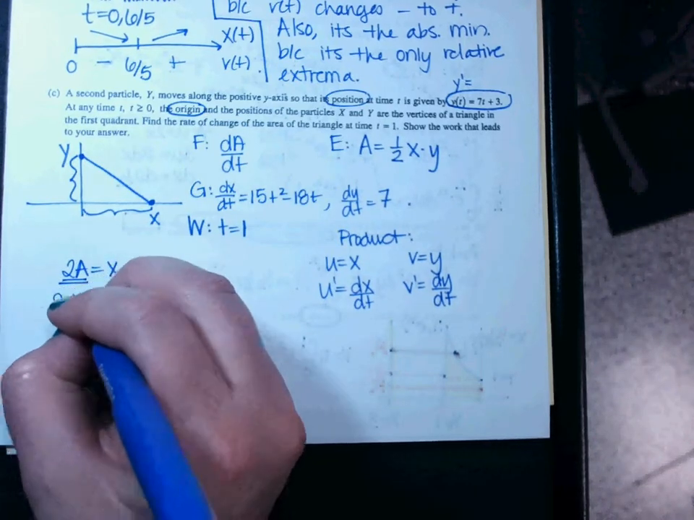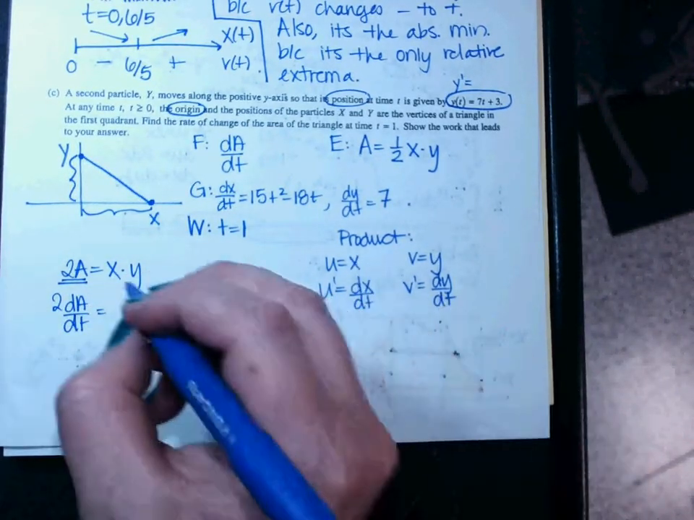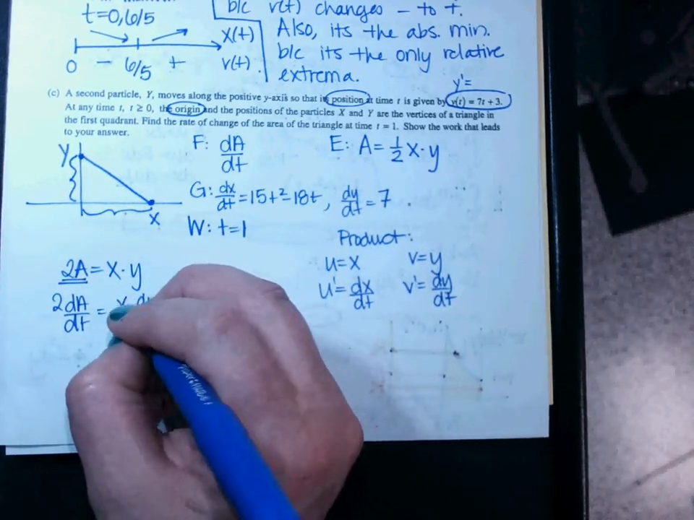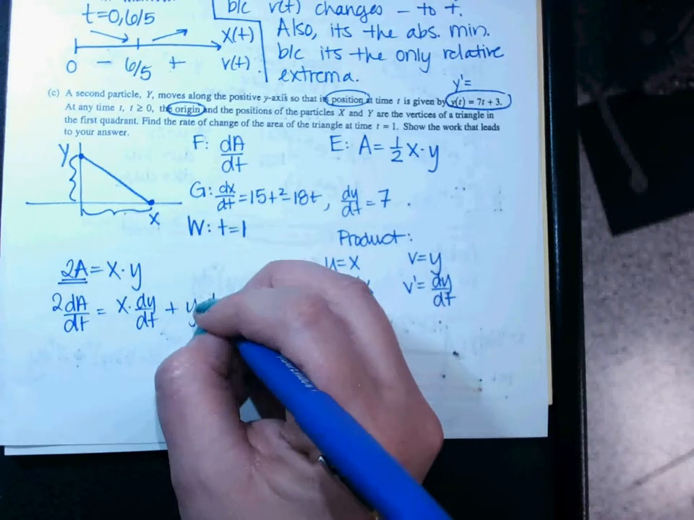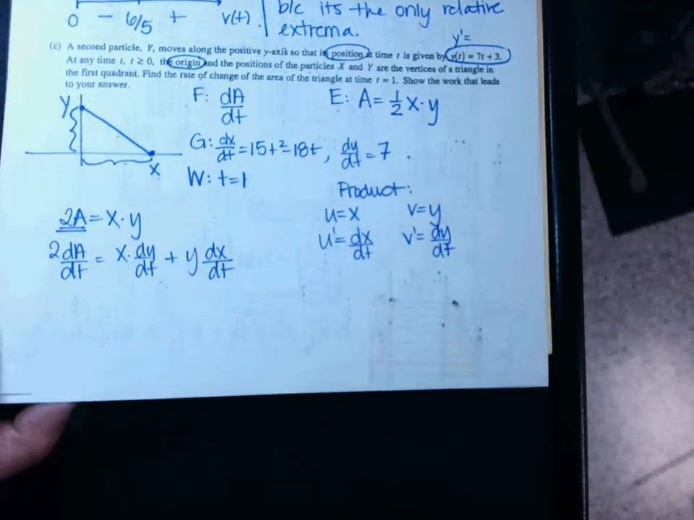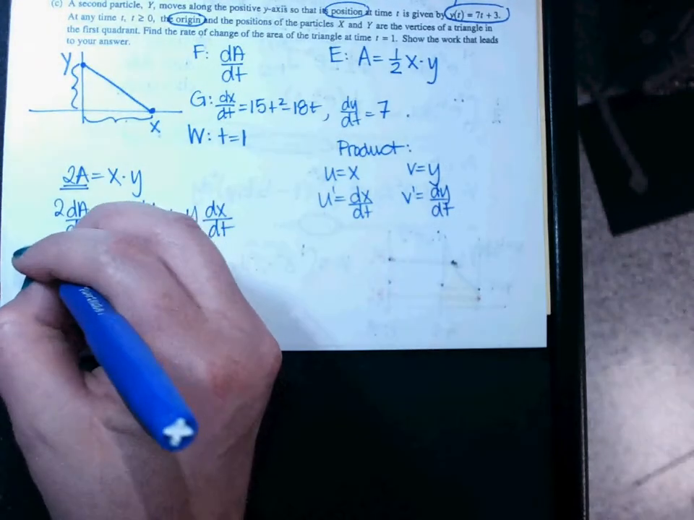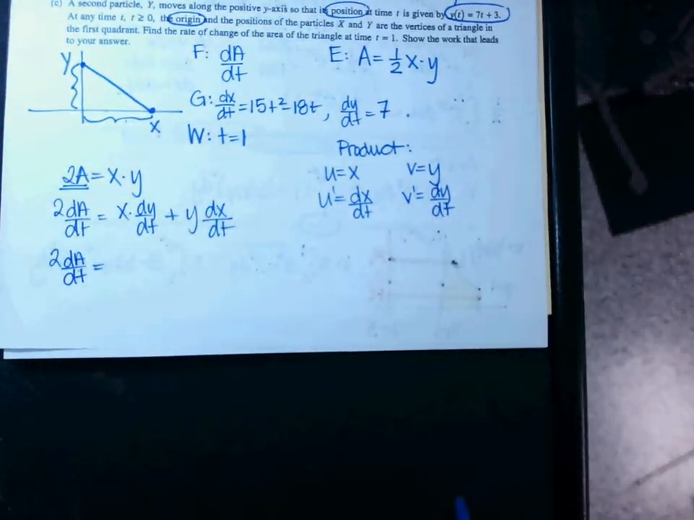2 dA/dt. And then on the other side, we're going to write out our product rule. x dy/dt, and then y dx/dt. So far, so good? Okay, we're plugging stuff in. 2 dA/dt, that's our unknown. What is my x value, or do I not know it yet? I don't know it yet, but what do I know? What's my when?